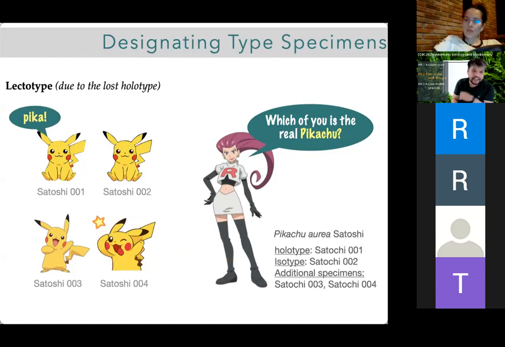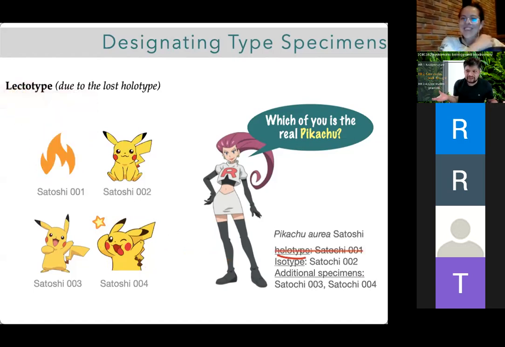Another case, you can have a lectotype based on a lost holotype. So in this case, Ash or Satoshi did the right thing. He picked the holotype, right? But then, bad things happen to people. Satoshi's Pikachu 001 gets burned during the war between Rocket Team and Satoshi. So that one is gone. That Pikachu is gone. So now you are without the holotype. Is that glorious? I love that animation. I always find a reason to use that animation because there's no other place to use it. So this is the only place we can use it in Keynote. So now the holotype is gone.